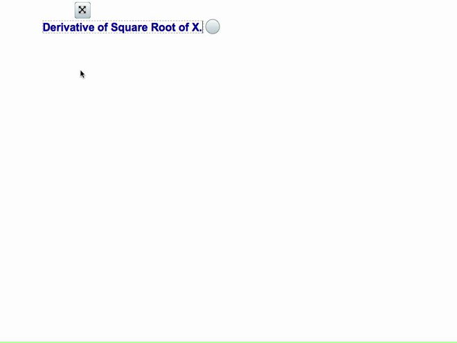Let's take a look at how we find the derivative of square root of x. So the function would look like this: f of x would be square root of x. Now I'm going to do an example on the side.